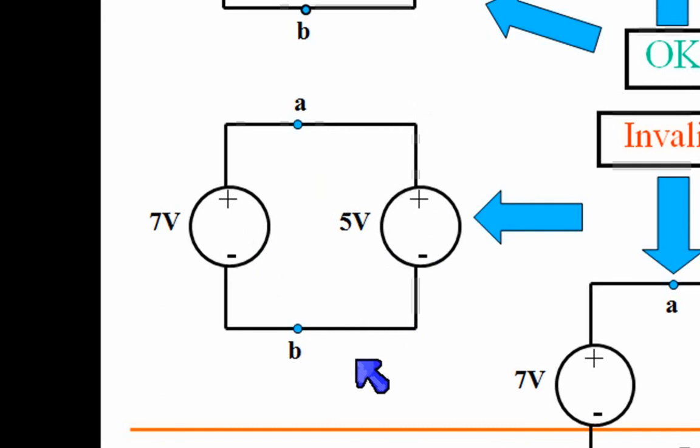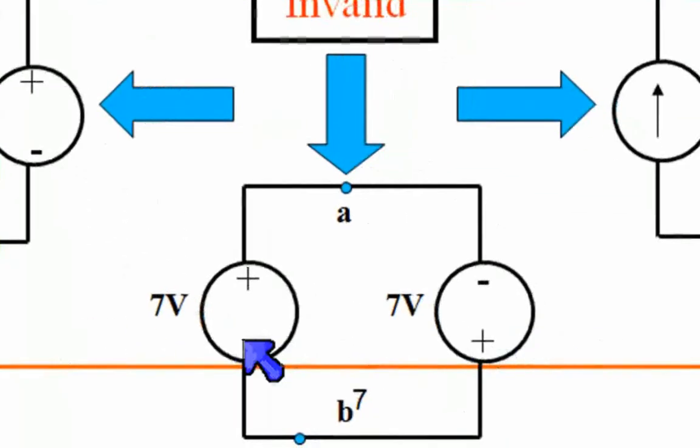Let's look at this case. Now I've got 2 7-volt sources again. So not a problem, right? Well, look at the polarities. This polarity and this polarity are opposite. This one says there's 7 volts positive to minus between A and B, but this one says there's 7 volts minus to positive between A and B. Seems like a problem. Let's try Kirchhoff's law.